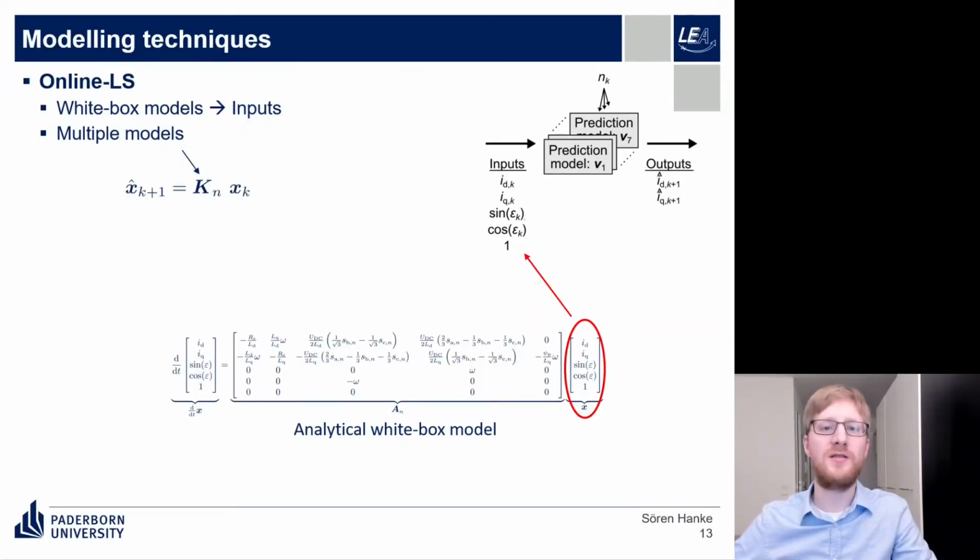Let me now explain the different modeling approaches to you, starting with the online LS. The online LS uses a multiple model structure. That means you have one model per elementary switching vector. The extended system states of the analytical white box model are used as inputs.